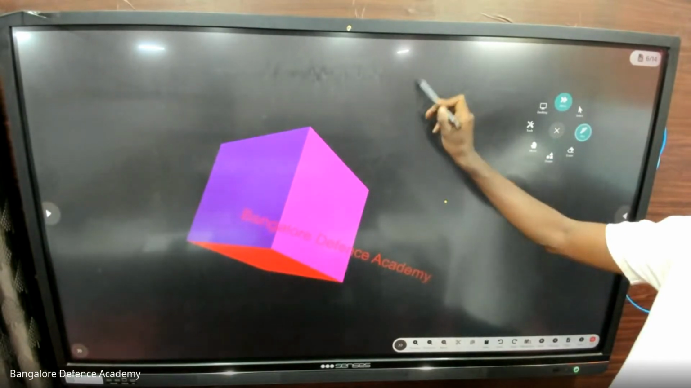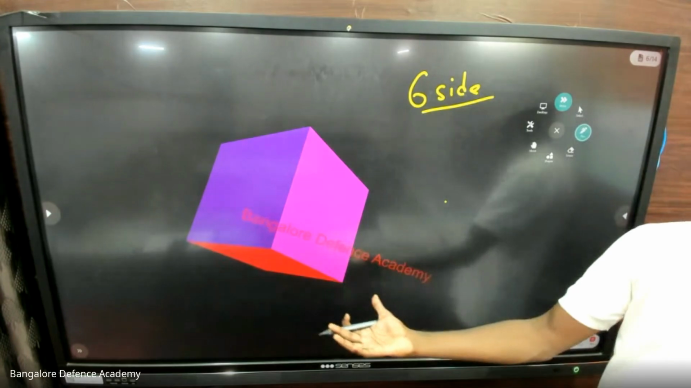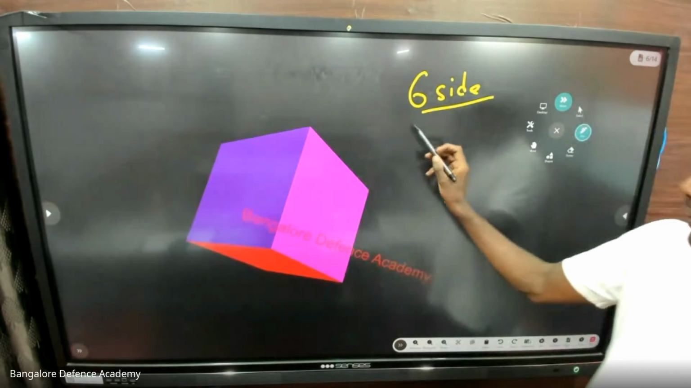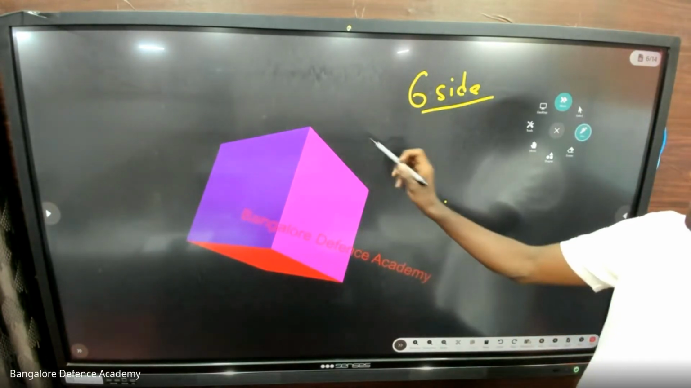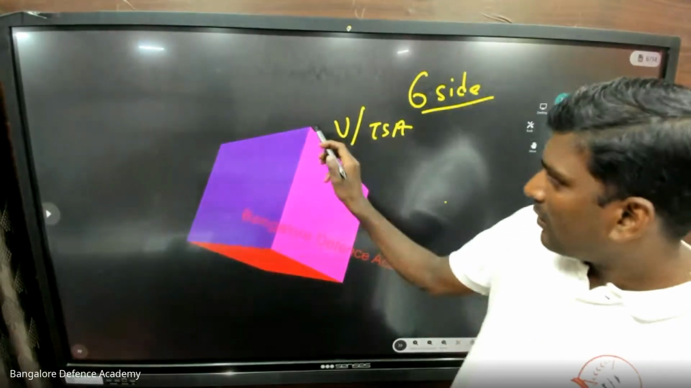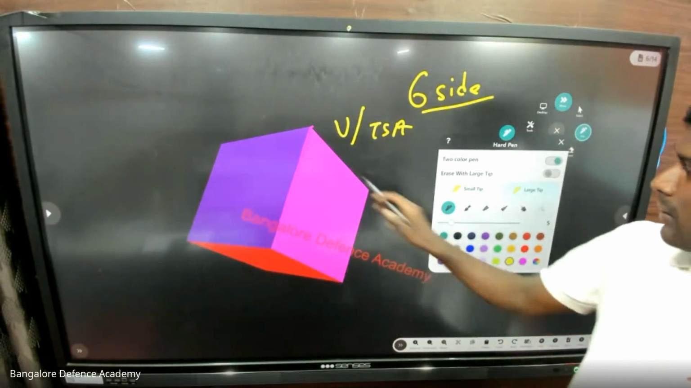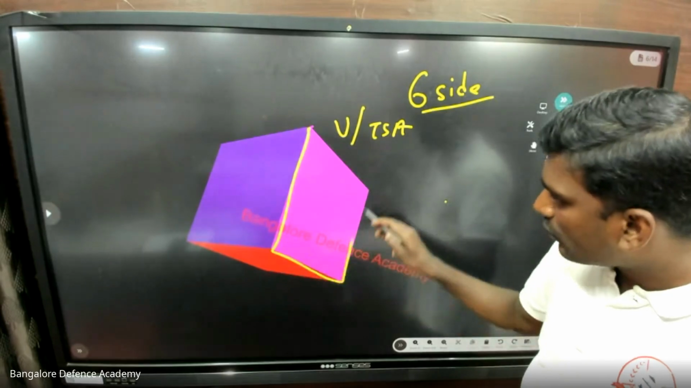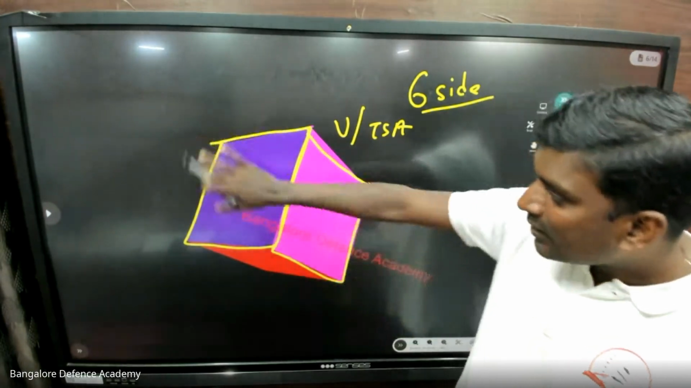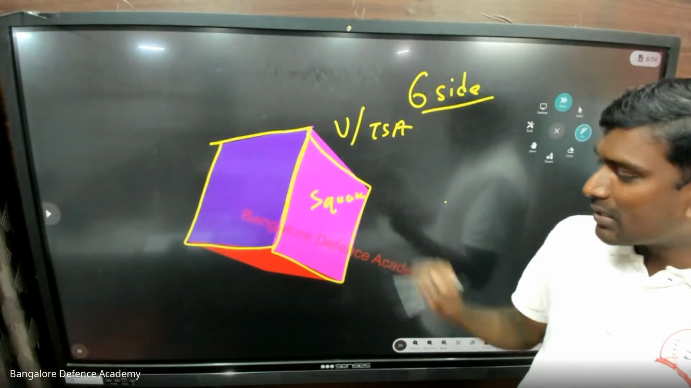So what does it mean? How many sides does a cube have? 6 sides. All sides are equal or different? They're all equal. Okay, so now we are going to see two things here. I told you volume, and then we have total surface area. If I take this one, it looks like a square, correct? So one side of a cube is a square.